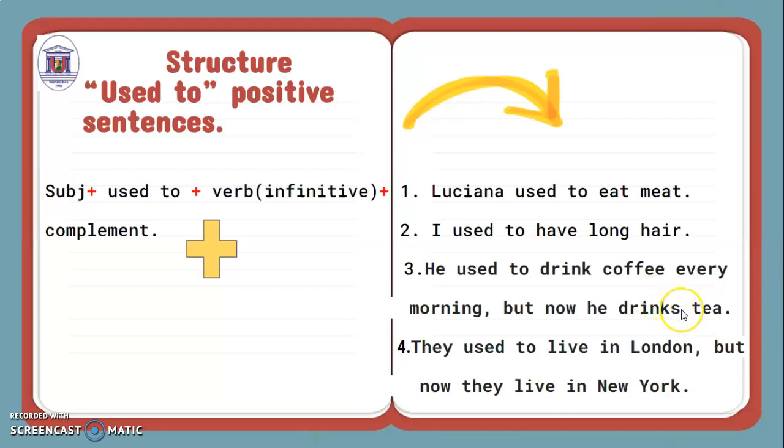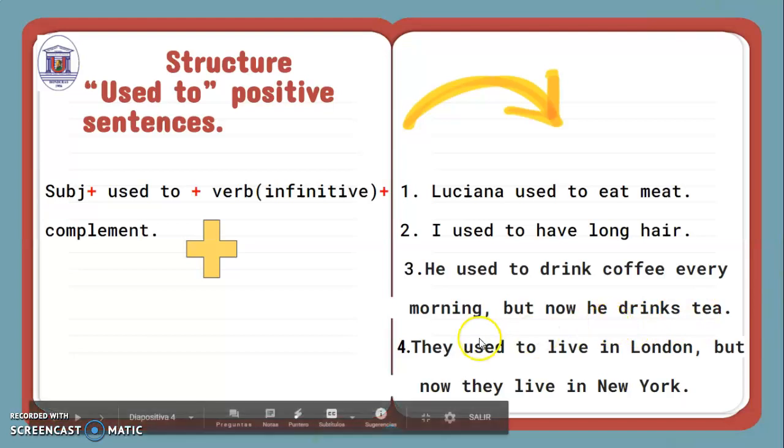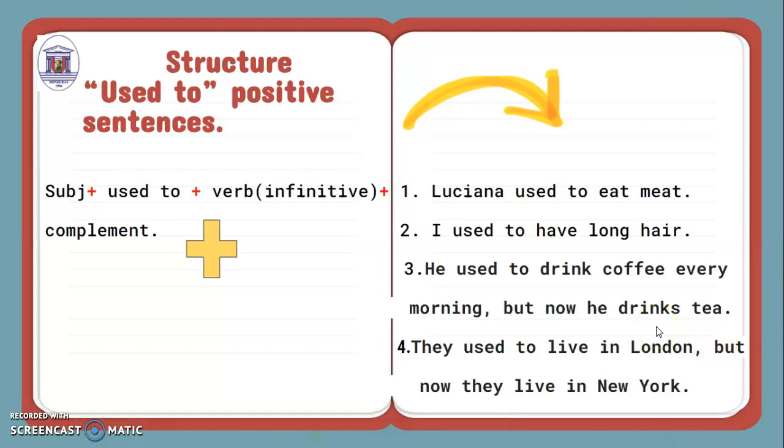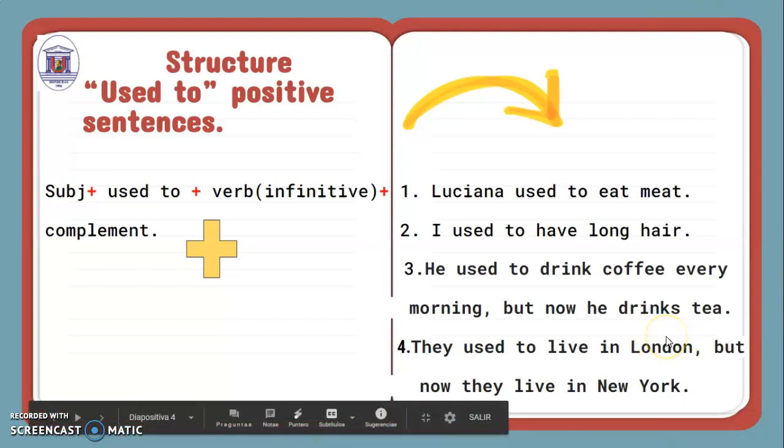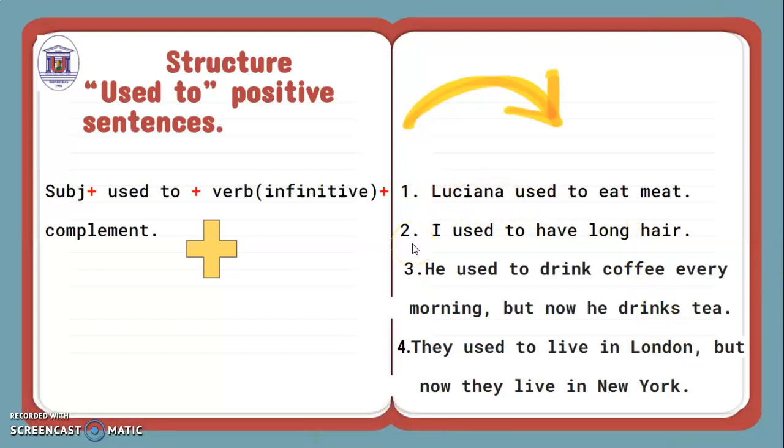If you can see here the difference, right? He used to drink coffee in the past every morning, but now he doesn't. So he drinks tea in the morning instead of coffee. The number 4, they used to live in London. Okay, but now they live in New York. They changed the city. So they used to live in one place, but now they live in another place, New York City. So if you can see here we have 4 positive sentences using used to.